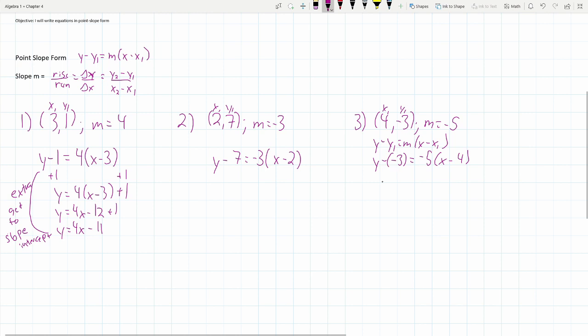And I'm going to simplify this just a little bit so that it's a little closer to how I want it, just so it's a little nicer to work with in the future. So y plus 3 equals -5(x minus 4).